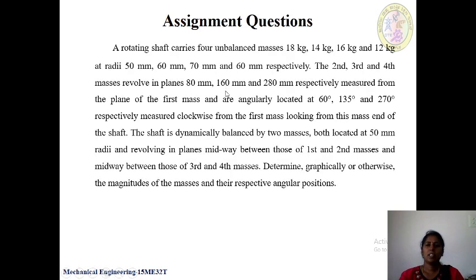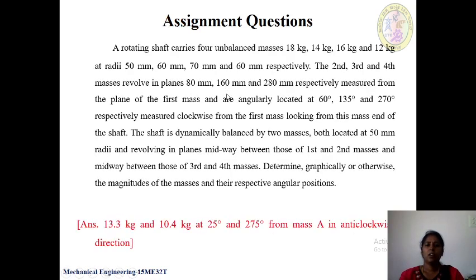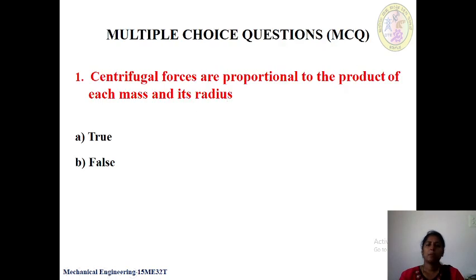This is one assignment question I have given. Along with the answer, you just try it out. Multiple choice questions. First question, the centrifugal forces are proportional to the product of each mass and its radius, whether the statement is true or false. So that statement is true. The answer is option A, true.